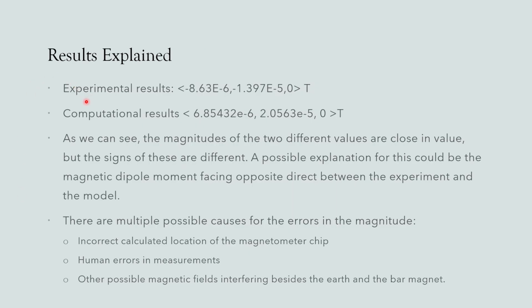When we compare the results, we see that they're quite similar, but slightly different. As we can see, the magnitudes of the 2 different values are close in value, but the signs of these are different. A possible explanation for this could be the magnetic dipole moment facing opposite directions between the experiment and the model. As for the cause of the errors in magnitude, there are multiple things. An incorrectly calculated location of the magnetometer chip could have caused this, human errors in measurement, or other possible magnetic fields interfering between the Earth and the bar magnet.